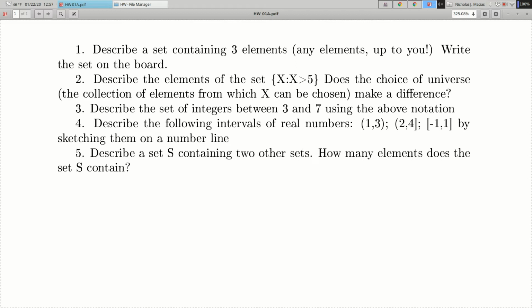How do we want to describe it? It's impossible to describe. Any number greater than 5. That's how we explain this in words. So if x was a real number, it's a different set than if x was something else. So yes, the universe does make a difference, like the elements.